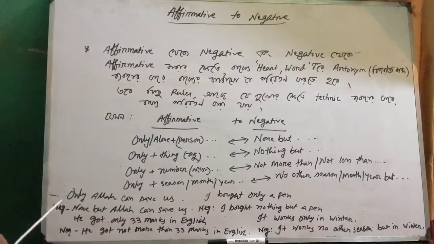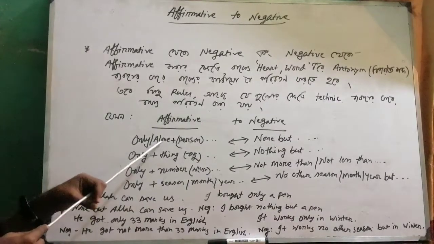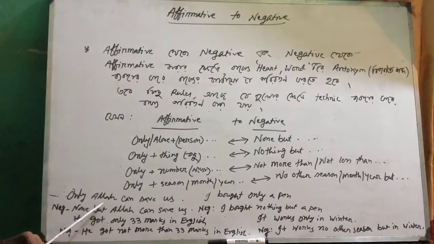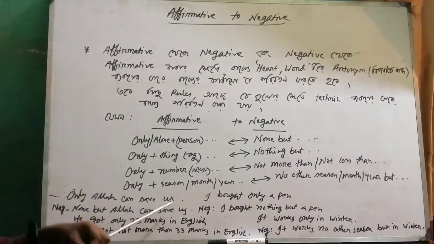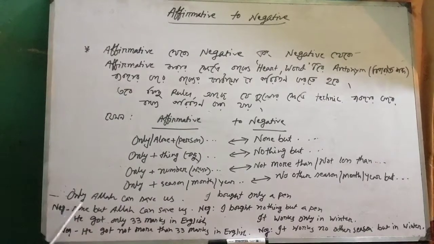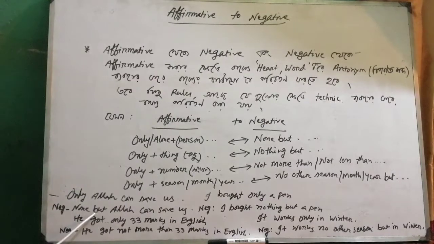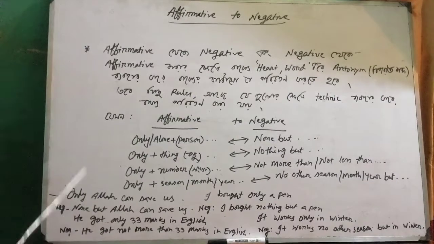Here the first one, only plus alone or person: only Allah. If I take Allah as a person, only Allah can save us. In the place of only I wrote none but Allah can save us. So this is an affirmative sentence, this is a negative sentence. If you would like to change the sentence from negative to affirmative, and you get the sentence none but Allah can save us, then in the place of none but you write only.